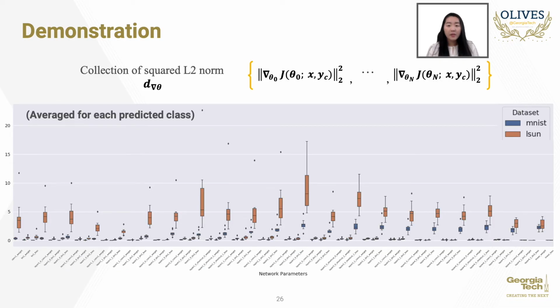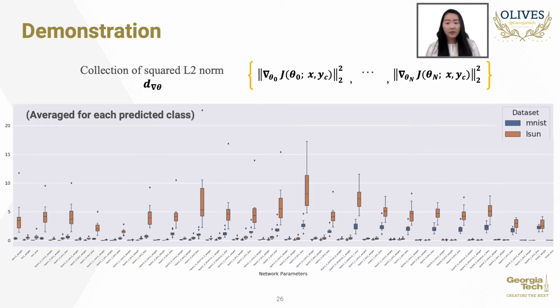Here's an example comparison of gradient-based representations for MNIST as in-distribution and LSUN as out-of-distribution datasets. Here, the x-axis shows the network parameters of ResNet-18, from the first convolution layer on the left to the last fully connected layer on the right. The y-axis shows squared L2 norm of gradients, representing the distance on the space of models. The values are averaged for each predicted class for a more clear presentation.